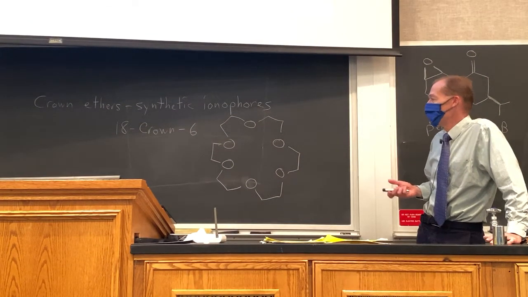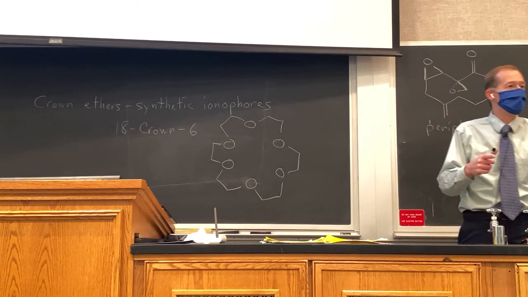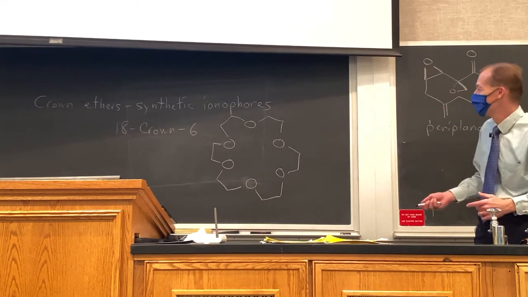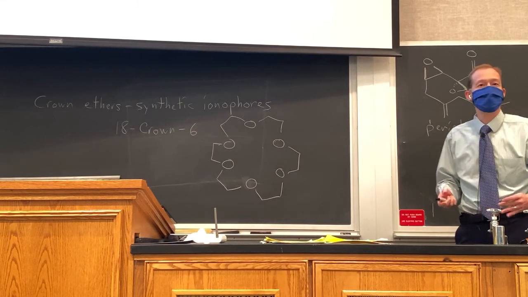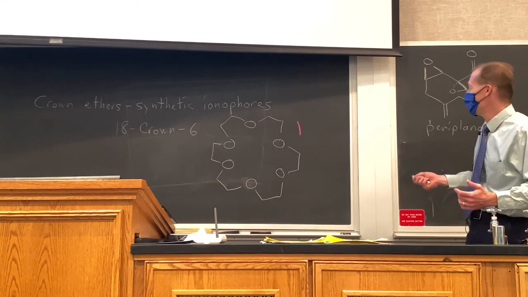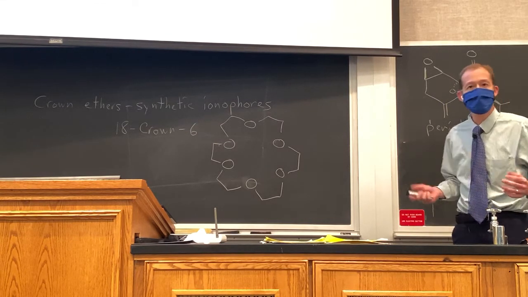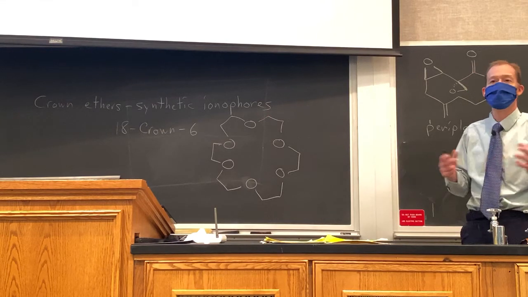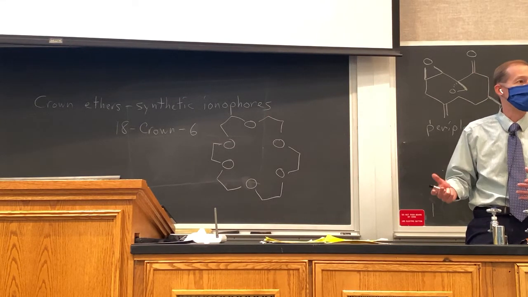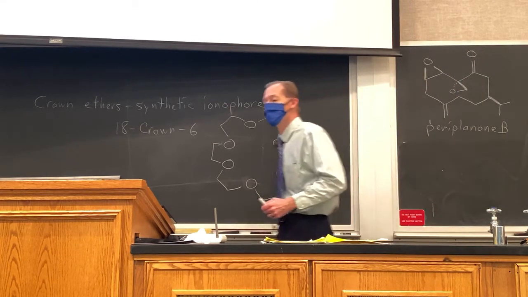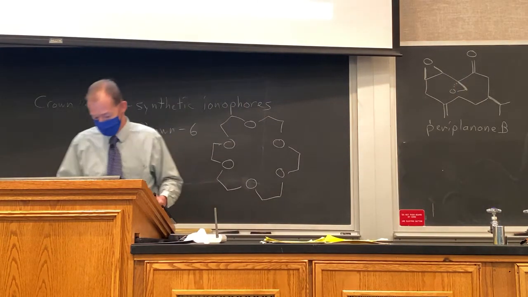The nomenclature for crown ethers involves the first number telling you how many atoms there are in the ring. So this is an 18-membered ring. And the 6 is telling you how many of those atoms are oxygens. So an 18-membered ring with 6 oxygens, and they're spaced out evenly. We've got CH2, CH2 groups in between each of our oxygens. Okay, so that's the simple nomenclature associated with crown ethers.